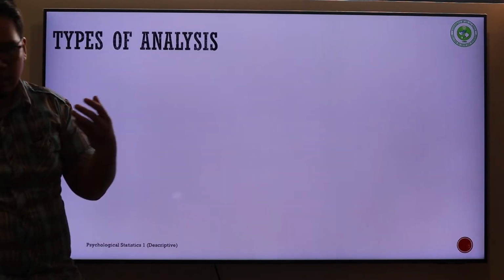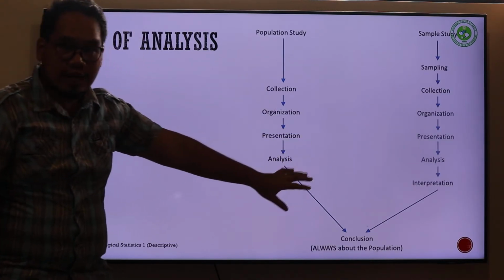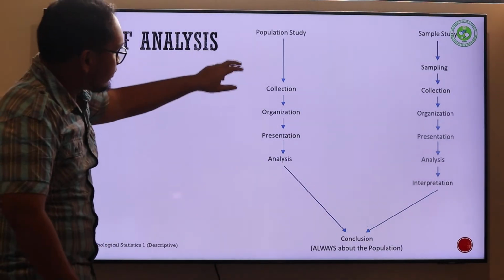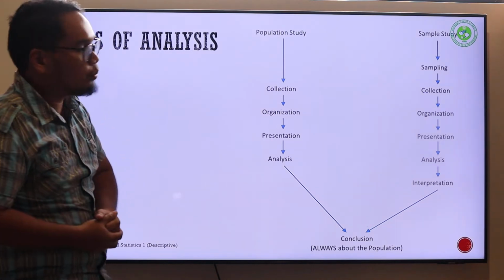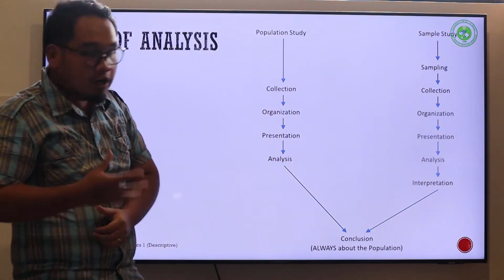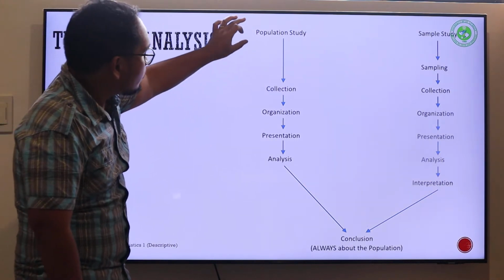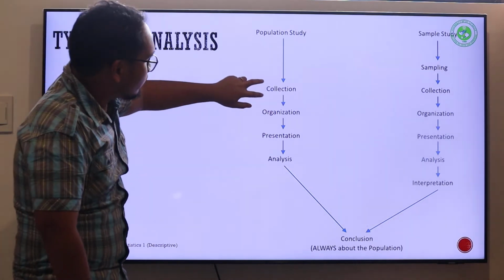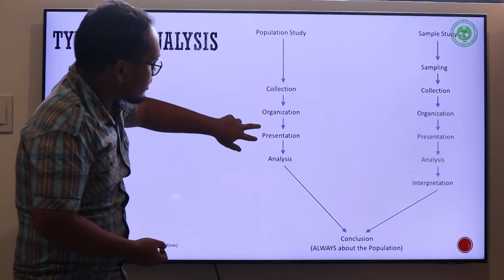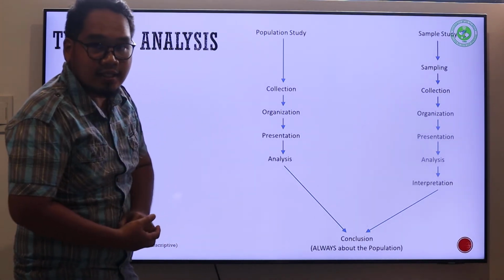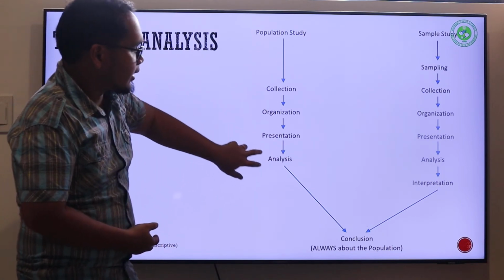So talking about that, let me have this chart or diagram, shall we say. Here in the population study, when we get our values, when we get our data from the population, we first start with the collection of data. Since we will be applying a census right here, we're going to collect data. Afterwards, we're going to organize data. Presentation, we present data, and we analyze data. So take note, we COPA, okay? We collect, organize, present, analyze data.